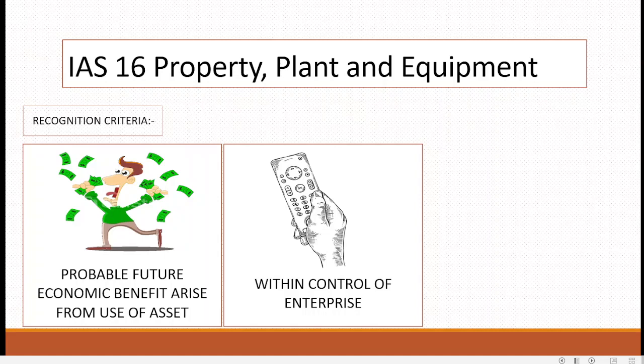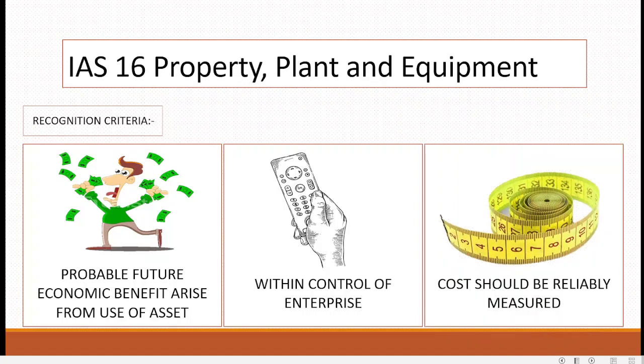But let's say you give it out to them without any control of the enterprise, you have given it to the tenant for their use, and you don't have a right on the asset anymore. You will not get it back, you cannot inspect, you cannot repair, there's no control of the enterprise. Then that asset, even though it's owned by or purchased by the entity, is not going to be the property, plant, and equipment of this particular entity, whoever has purchased it, if they don't have control over it. And the third criteria is that we are able to measure the cost reliably.